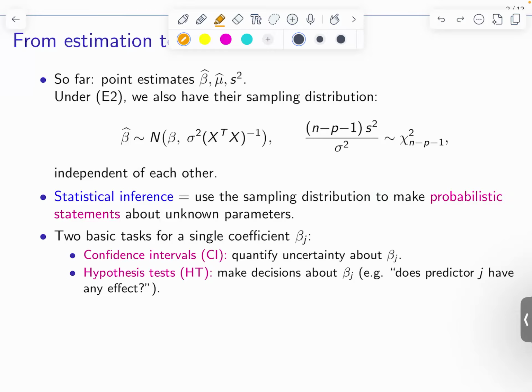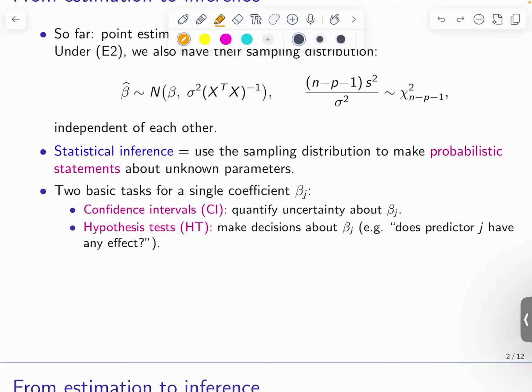So we're going to do statistical inference in the sense that we're going to use the sampling distribution to make probabilistic statements about the unknown true parameters, or make decisions about their values if you want. The two basic tasks, let's say for a single beta j, focusing on inferring something about beta j, would be to build a confidence interval and do hypothesis tests. The confidence interval allows you to quantify uncertainty about beta j, and the hypothesis test allows you to make decisions about beta j.